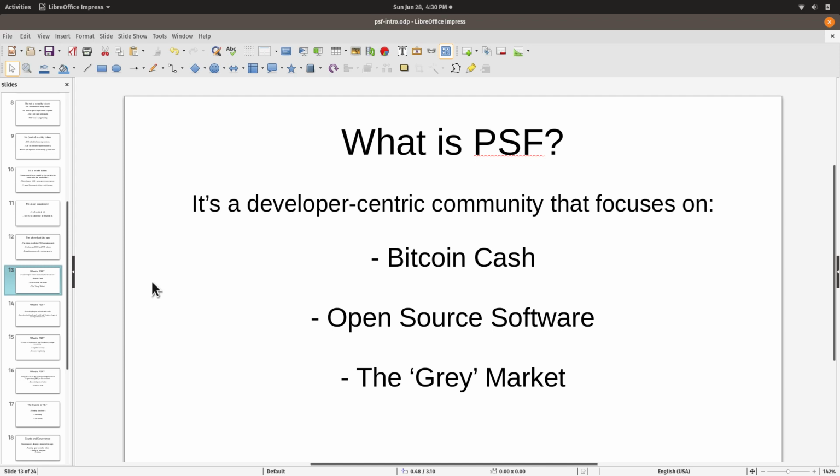So that's why I founded the Permissionless Software Foundation, and that's why the gray market is such a focus. It's really these three things: Bitcoin Cash, open source software, and the gray market. It's the intersection of these three fields. That's where the Permissionless Software Foundation, that's its mission, that's what it's focused on.